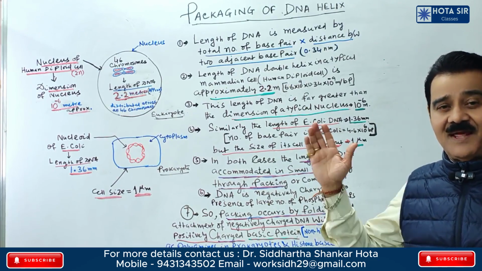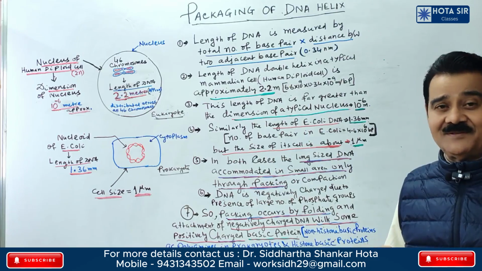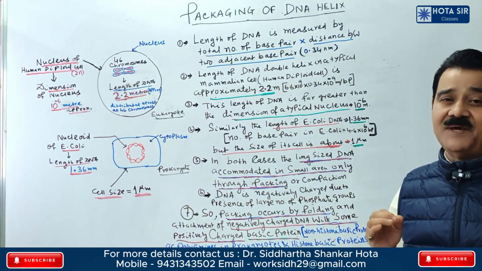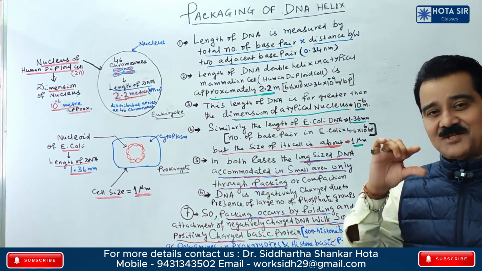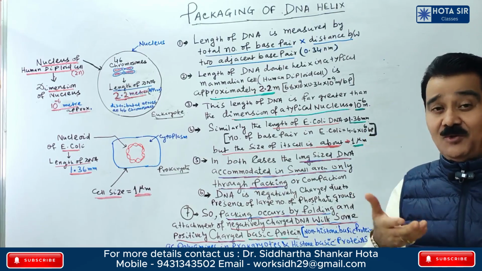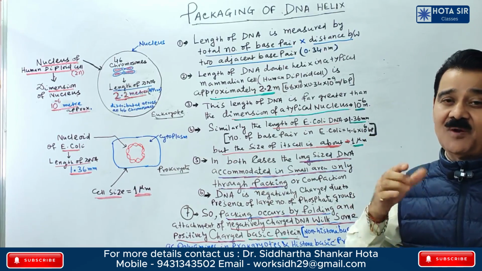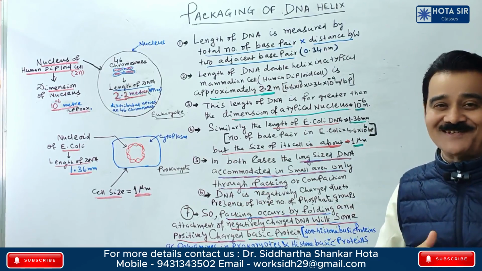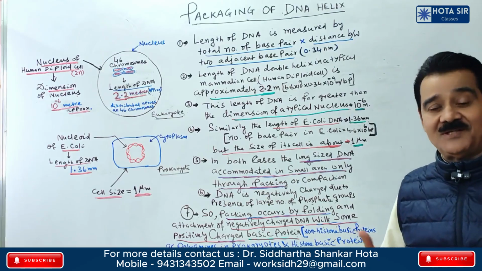Clear? The length of the DNA is calculated or measured by number of base pairs multiplied by the distance between two adjacent or consecutive base pairs. And you know that the distance between consecutive base pairs from the DNA double helix model is, can you tell me? Yes, that is 0.34 nanometer.